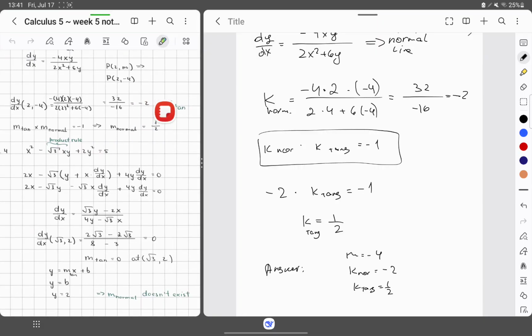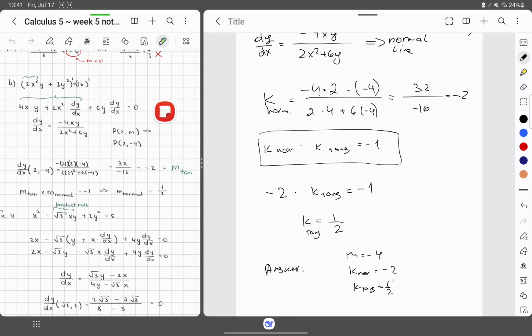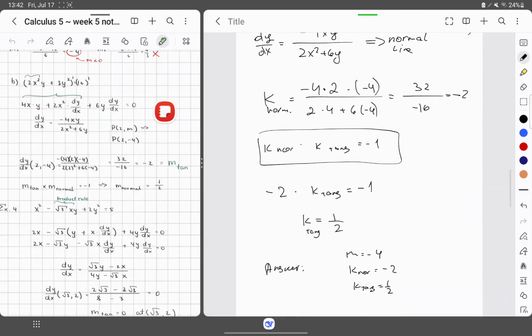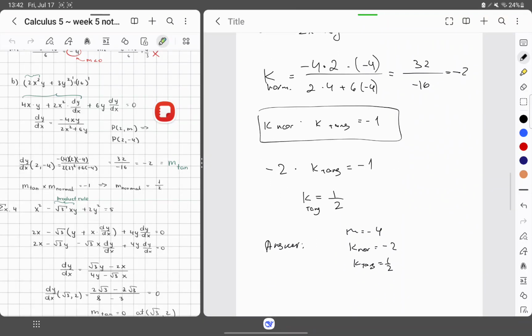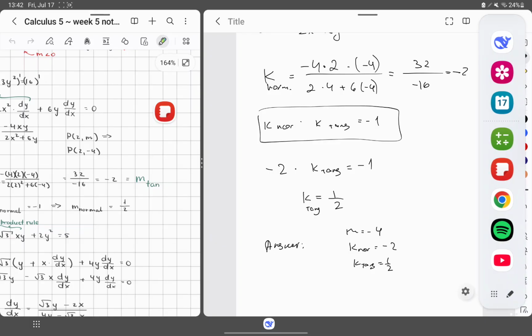I think it's true, but I have a mistake here. M normal is 1 over 2. Okay, that's my mistake. That must be m tangential. Why it is m tangential, I don't know, but I thought that it must be m normal, but I found that m normal is negative 2 and m tangential is 1 over 2, but that is not like this here. Okay, why? Let's try to find it.